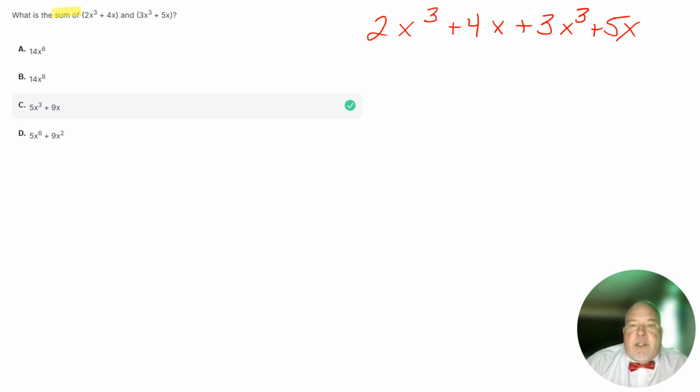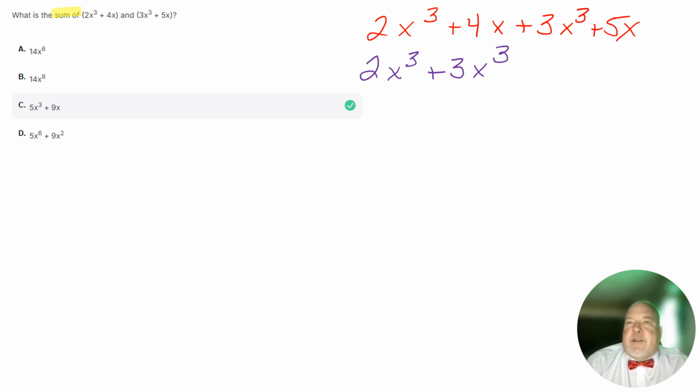Now, what I'm going to do, and you don't have to do this, is I'm going to rewrite this and put these next to each other. That's called the commutative property of addition. The commutative property says you can change the order of addition and get the same answer. So 2 plus 3, same thing as 3 plus 2. Again, you don't have to do this, but I'm just doing this to make it clear to you how I'm getting the answer. So I put those together.